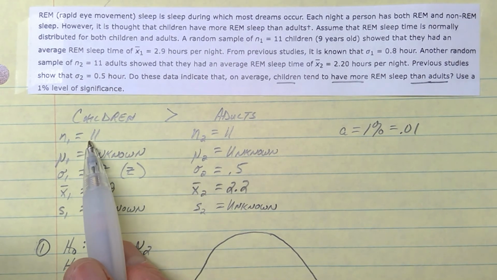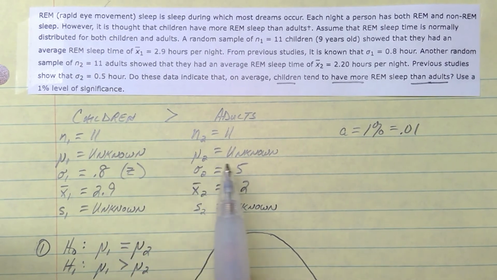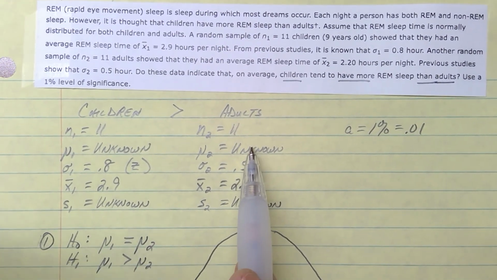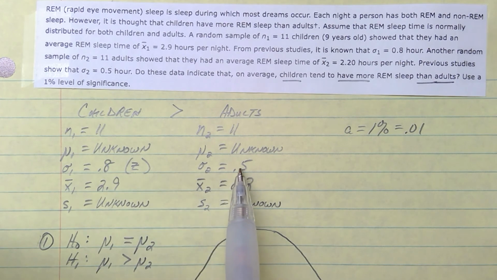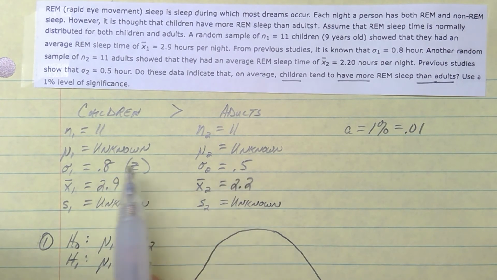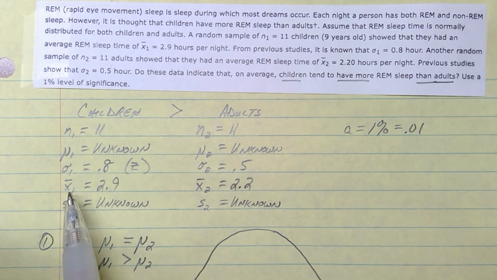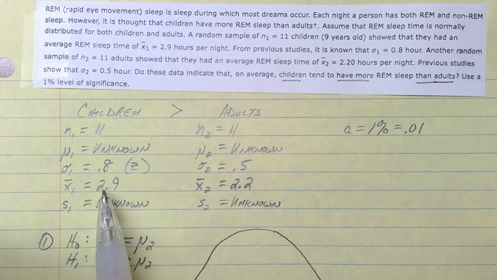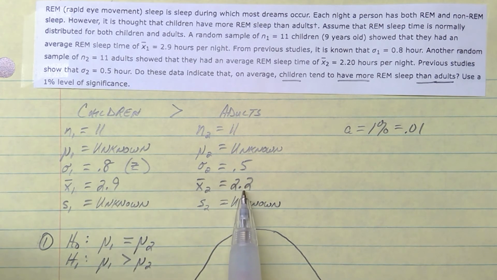All right, so both groups of 11, mu is unknown, but we don't care because it just turns into 0 in our test statistic. Standard deviations, 0.8 versus 0.5. If they give you both of the sigmas, we get to use the z-table. All right, my sample in group 1 was 2.9. My sample in group 2 was 2.2. Now it looks like children sleep a little bit longer than adults, 2.9 hours versus 2.2 hours.